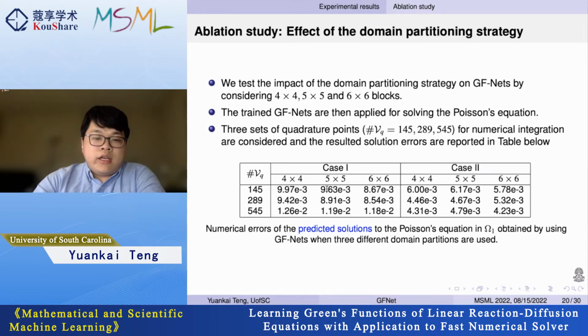So from left to right, you can see that with greater divisions, the accuracy will improve slightly. And from top to down, you will see that even though we use finer and finer mesh, the accuracy will not increase significantly. This is because this error or this accuracy is already dominated by the performance of our learned Green's functions. So this error is dominated by the performance of GFNets.